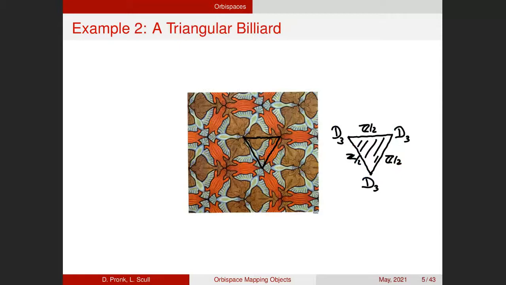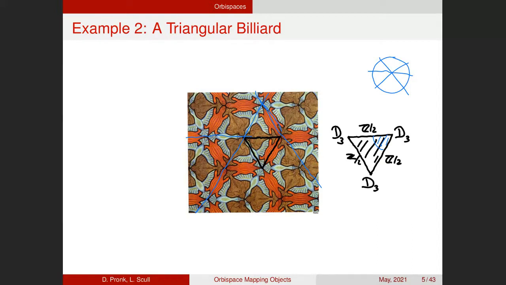Here's another version of a billiard table, where the reflection lines are now coming together at different angles, giving us dihedral groups of order 6, like that. And so here you would have a corner where the local action would have been along reflection lines like that. I'm going to come back to those in the end.